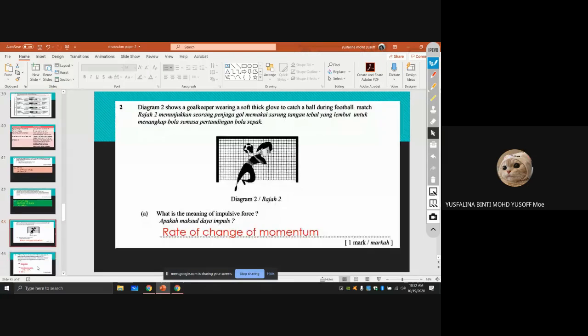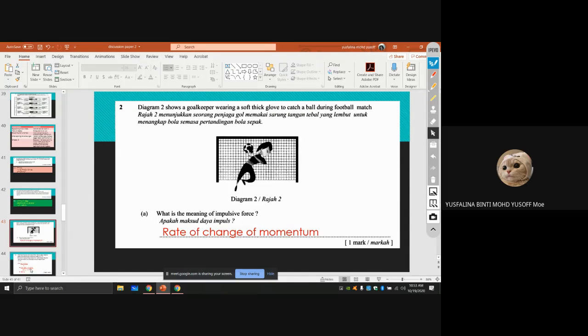Next one. Diagram 2 shows a goalkeeper wearing a soft thick glove to catch the ball during a football match. What does it mean by impulsive force? Impulsive force is the rate of change of momentum. So this is impulsive force, rate of change of momentum. If it asks you what is the meaning of impulse, impulse is the change of momentum.